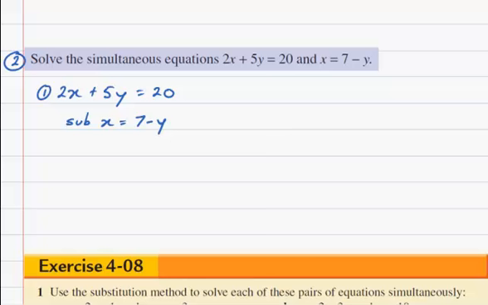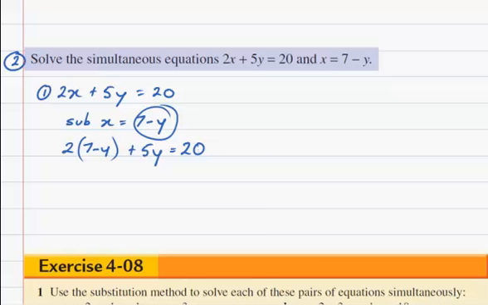The reason I'm going to substitute that is because I've got x on its own, and x is equal to all of this that follows. So wherever I see x in my first equation, I'm going to replace it with 7 minus y. So I've got 2, and instead of x, I've got 7 minus y. I need to keep that in brackets. Then I've still got plus 5y equals 20.